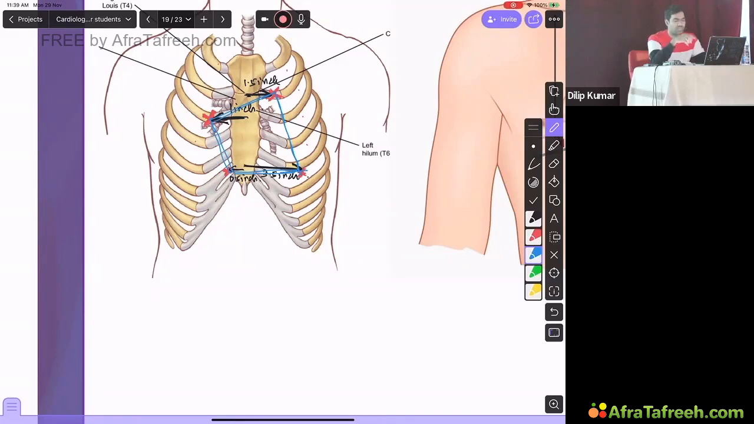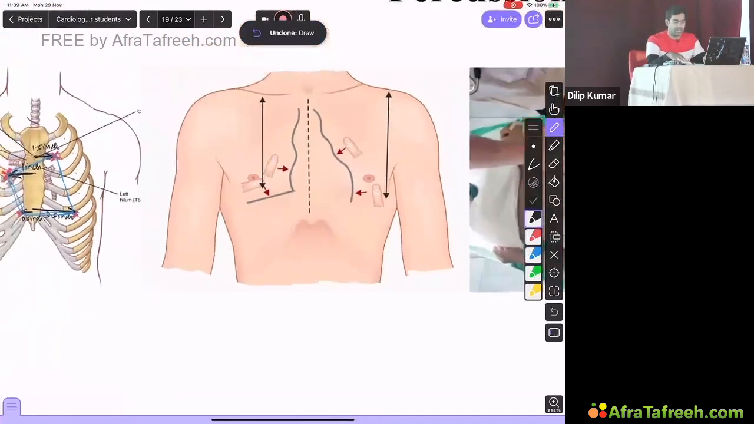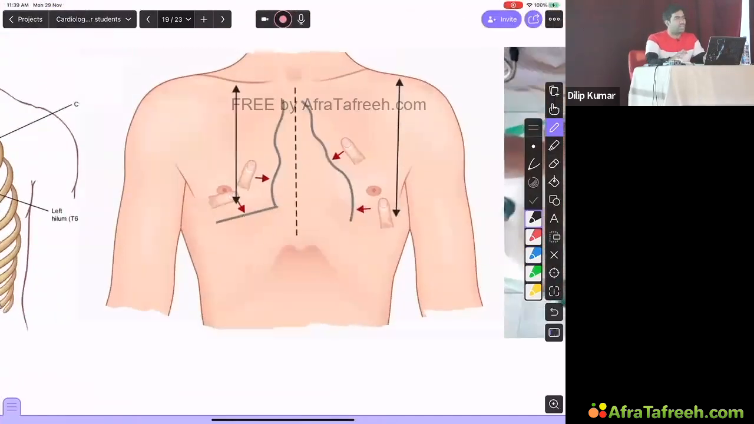Sometimes you might get confused, but this is how you mark the cardiac borders. And how will you percuss the cardiac borders? To be honest, it's a very tedious and time consuming process. You need to percuss from each and every intercostal space, and not just vertically like this. You need to percuss horizontally also along each intercostal space.